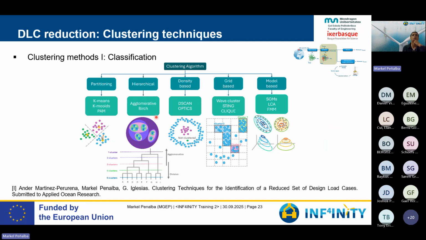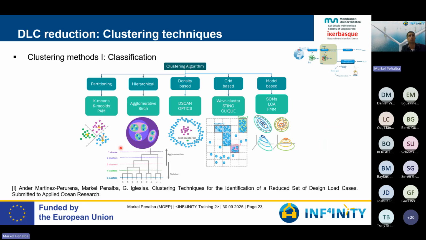So in any case, we've got different algorithms we can use based on the partitioning, like k-means, for example, which would be the most representative technique within this methodology. Hierarchical algorithms, like the agglomerative or the Birch techniques, density-based, like DBSCAN, grid-based, like WaveCluster or STING, or model-based algorithms can be used for the definition of the clusters and the centroids, right?